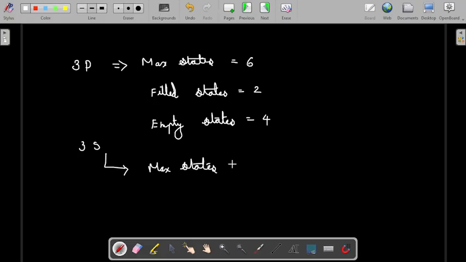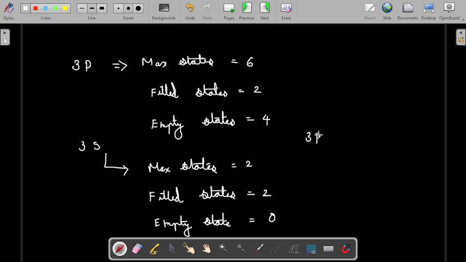Max states is equal to 2. Filled state is 2. Empty is 0. So we are writing this because we are going to draw a band structure for silicon. For that only we are making use of these data. Once we draw those atomic structures, you will understand more things.